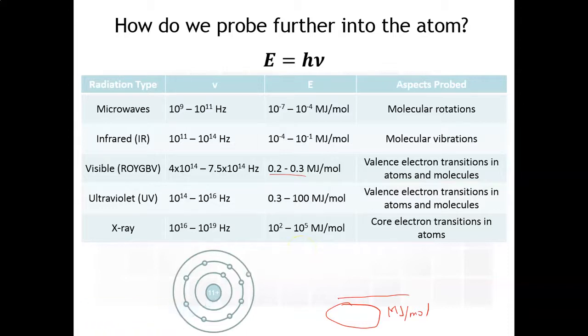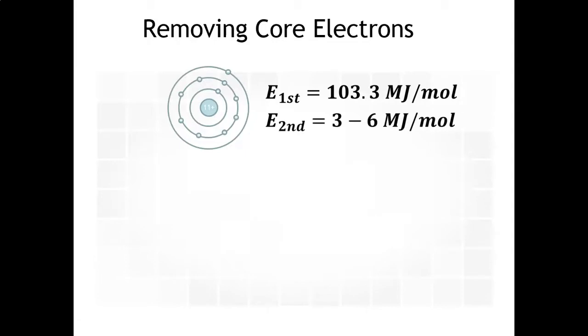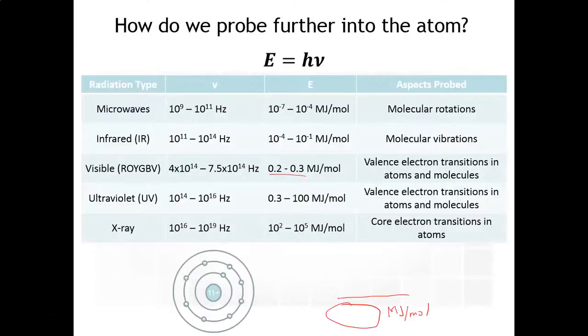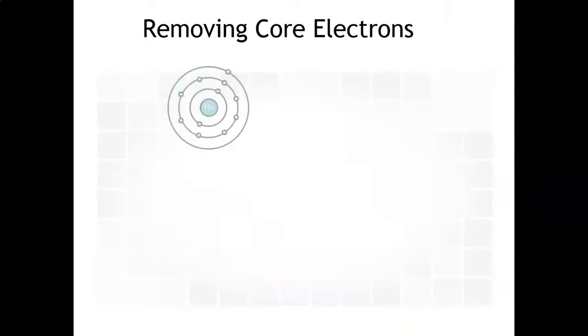Now, notice that was a core electron, that was an electron in the first shell. So what do you think I'm going to need for that one? X-ray, obviously, right? Just the most energetic. Say there's your core electron. There's the energy requirement, 3 to 6 megajoules. And if you go back to the slide diagram, 3 to 6 megajoules, that's a pretty large number. You could possibly use ultraviolet, or you could use X-rays for that one, because 3 to 6 falls between 0.3 and 100, and also 10 to the second to 10 to the fifth theoretically. But for this one, UV would be enough.